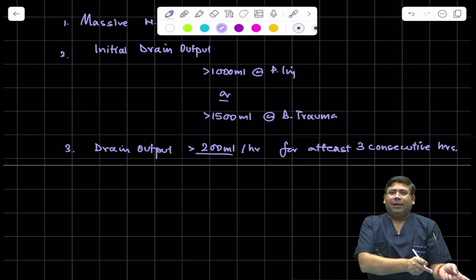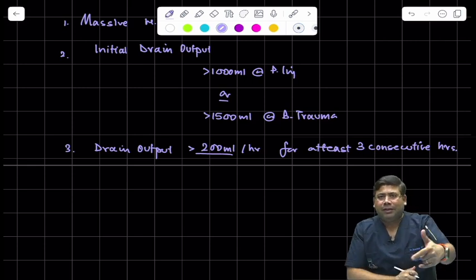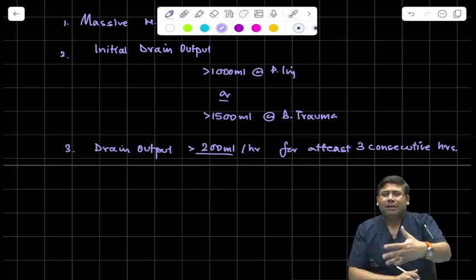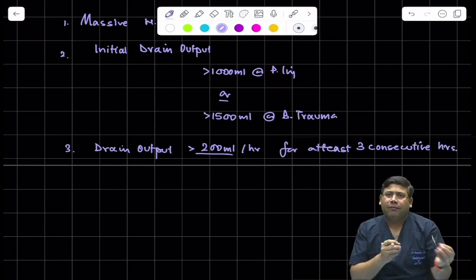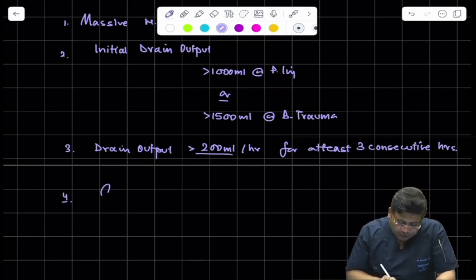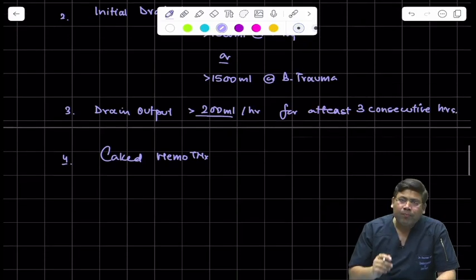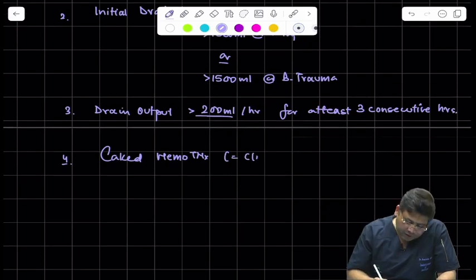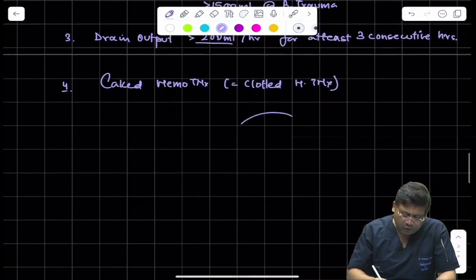If we see the mood and ask what exact question can come, this is a very close question concept which can be asked. The fourth is a case of caked hemothorax. When we talk about caked hemothorax, what do you mean by caked hemothorax? Clotted hemothorax. If someone has to ask a very good question, what is clotted hemothorax and when will you say that the blood has been clotted?